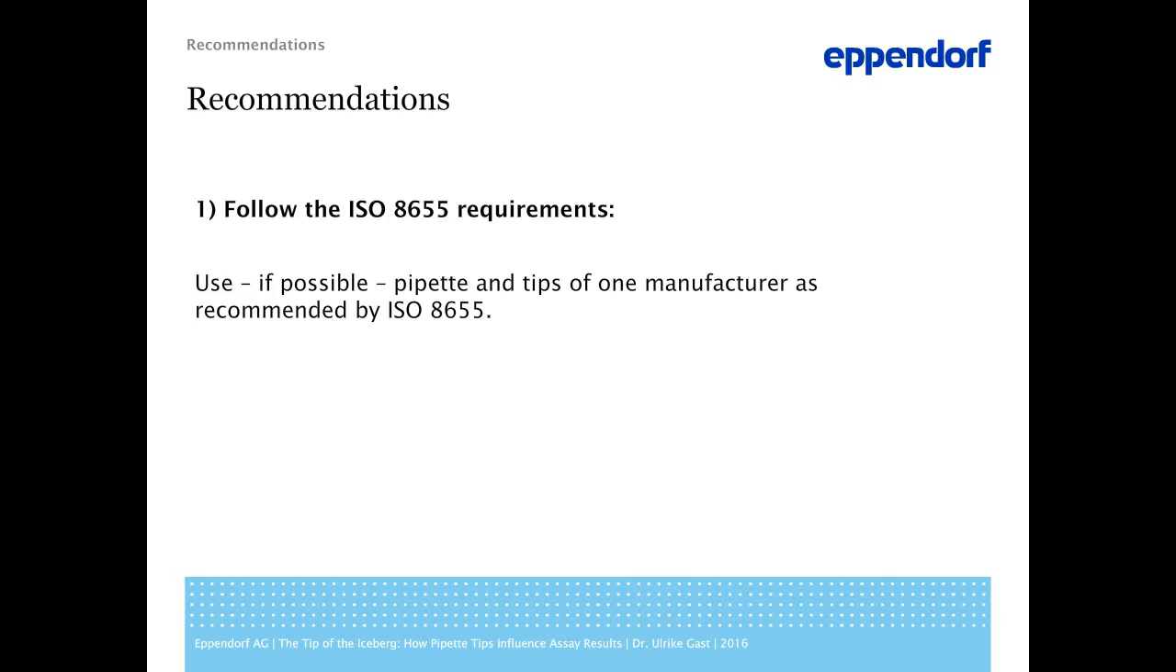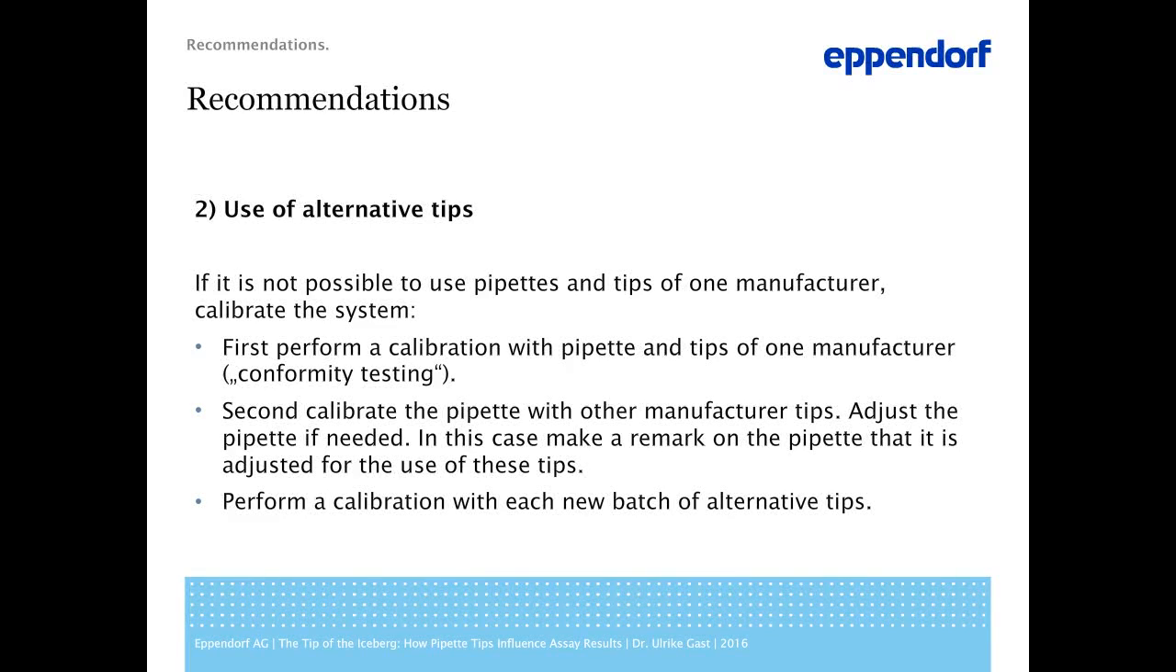After I have gone through all these facts, I would like to give you some recommendations for your daily work. First of all, if possible, use pipette and tips from the same manufacturer. If you have to use alternative tips, you should check the system's performance as recommended by the ISO 8655 with a 2-step calibration. First, perform a conformity testing by calibrating the system using pipette and tips from the same manufacturer. This is to make sure that the original system is performing correctly. Then secondly, repeat the calibration using the alternative tips. Please use 1 tip per measurement for this calibration in order to uncover quality-related issues.